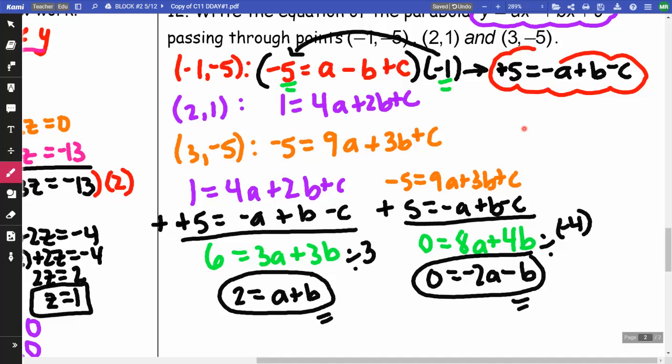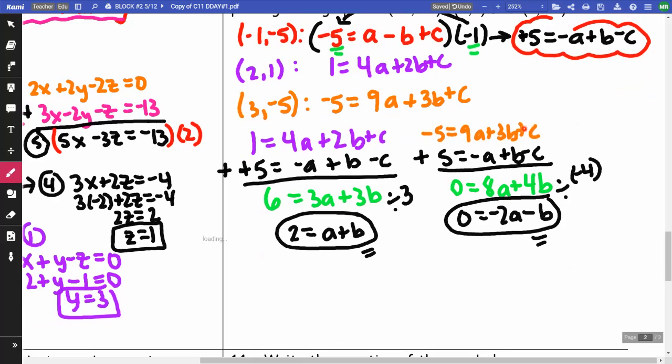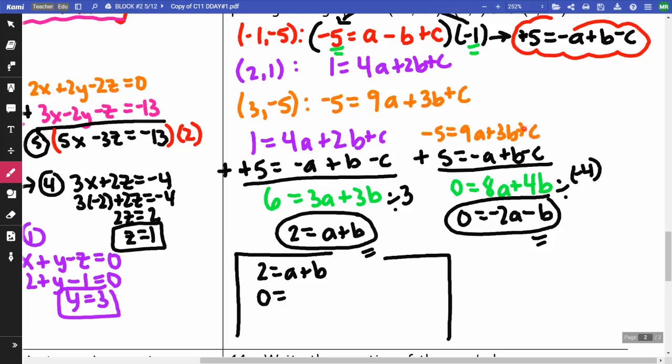So now I'm going to solve that system. So I am going to add these two equations together, and here I'm going to put this in a little box. So I'm going to be solving this system. So I have 2 is equal to a plus b after I divide it by 3. The other one is going to be 0 is equal to -2a minus b after I divide it by a -4. I add them together and I get 2 is equal to -a, which means -2 is equal to a. So I got -2 for my a.